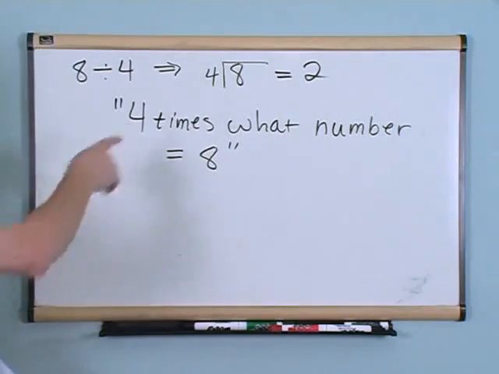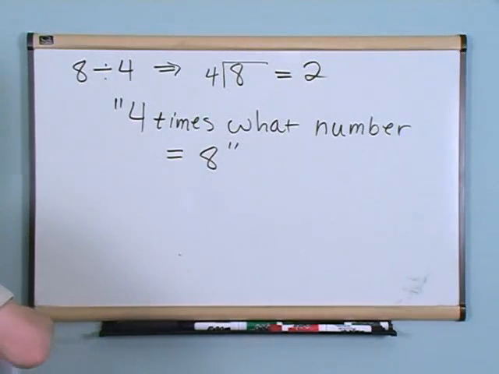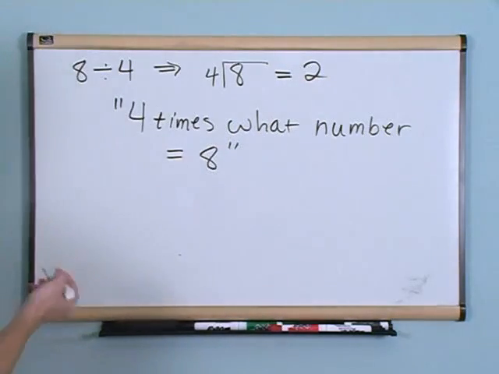That is the answer to this division problem. 4 times what gives you 8? Well, 2 is the answer. And there you go. Now that you know what the answer is, okay, let me go ahead and show you why it's true.